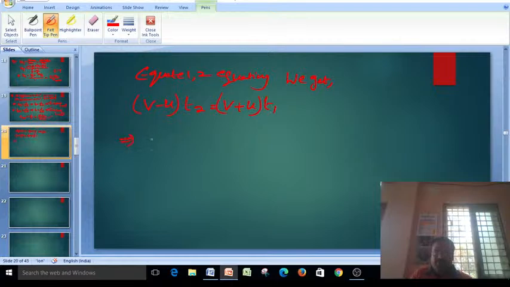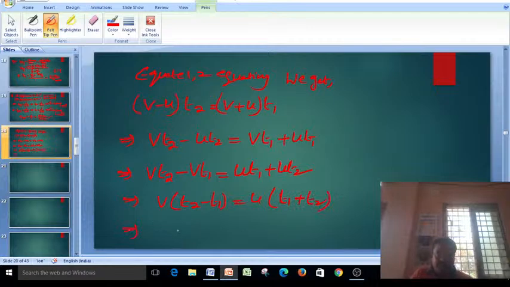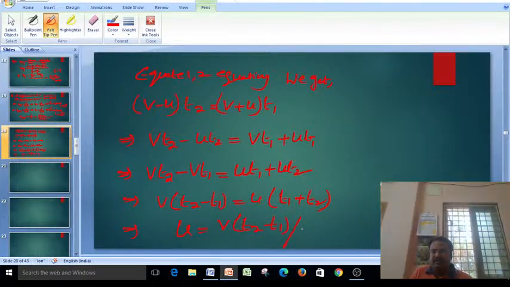Now you have to expand this. V T2 minus U T2 is equal to V T1 plus U T1. Let us take the terms with V on one side and the terms with U on the other side. So V T2 minus V T1 is equal to U T1 plus U T2. Take V common, T2 minus T1, is equal to U common, T1 plus T2. So U is equal to V into T2 minus T1 divided by T1 plus T2. So you got the initial velocity here.